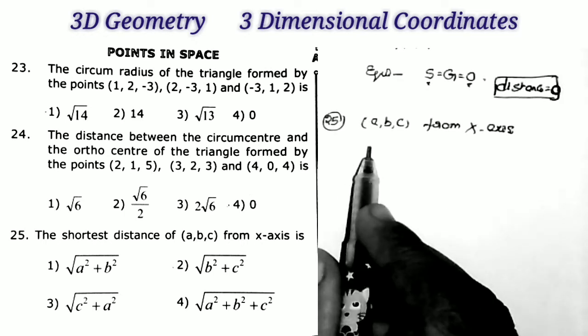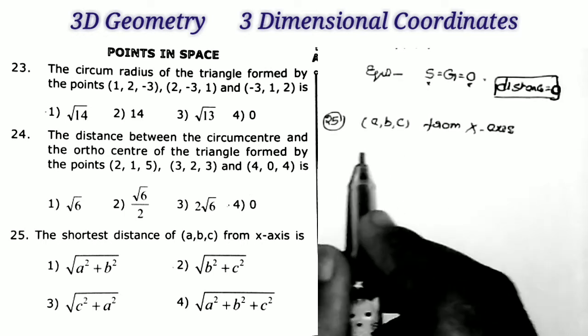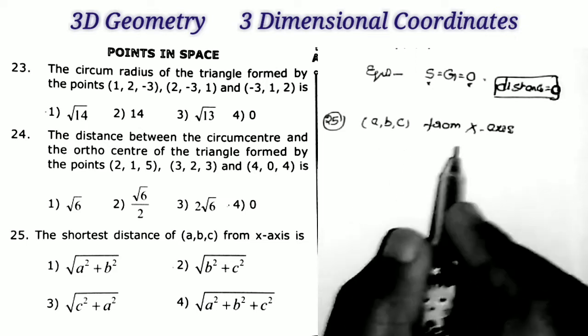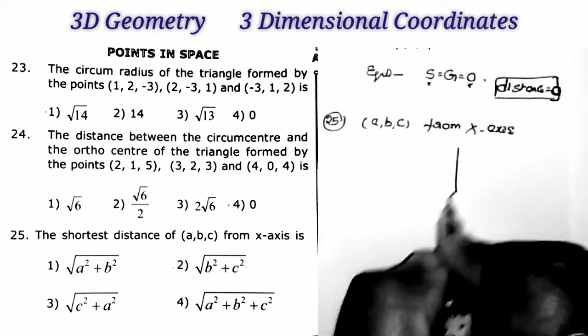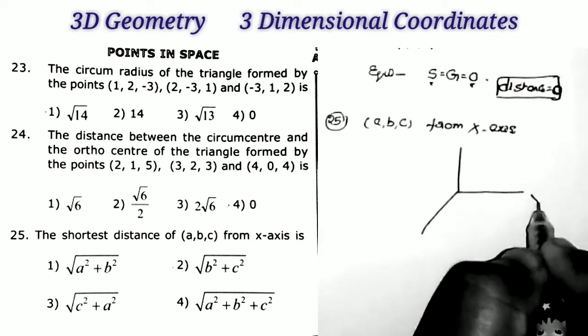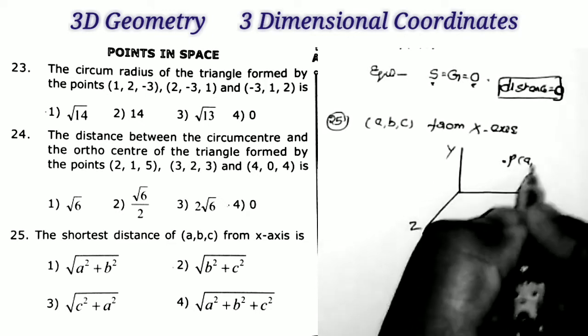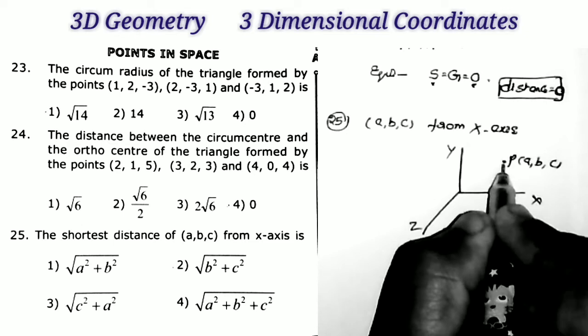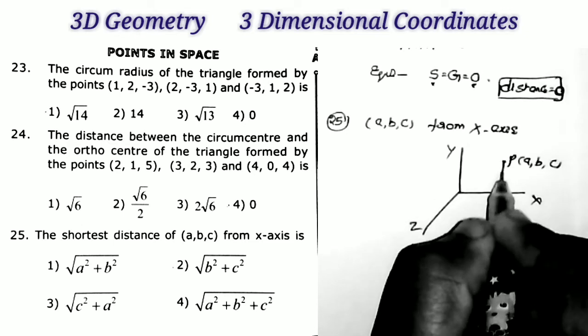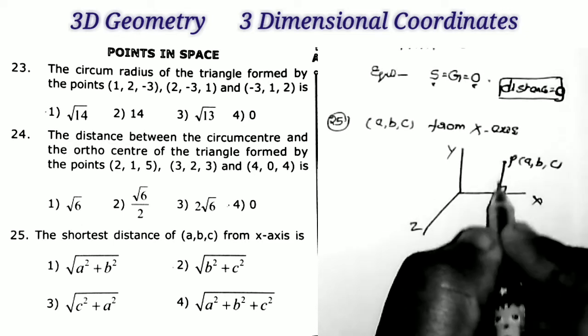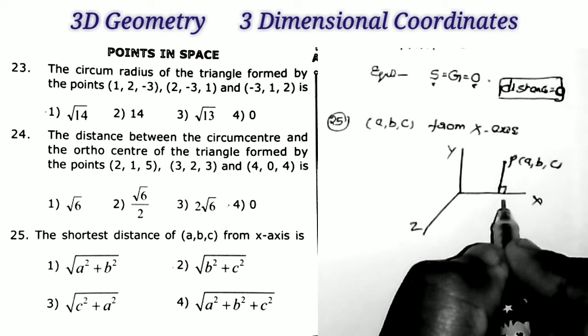Next question, sum number 25. The shortest distance of the point P(a, b, c) from the x-axis. Here these are the coordinates: x-axis, y-axis, z-axis. One point is given, P = (a, b, c). What is the given question? The shortest distance from the point to the x-axis. Here the shortest distance is nothing but the perpendicular distance.